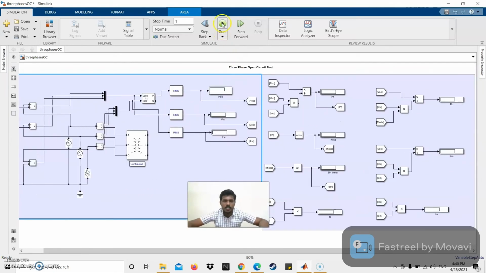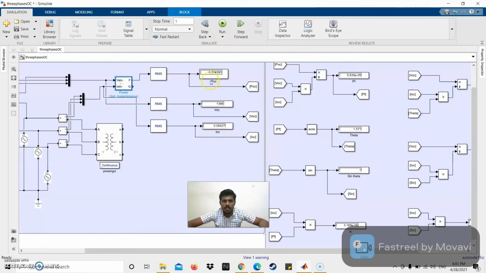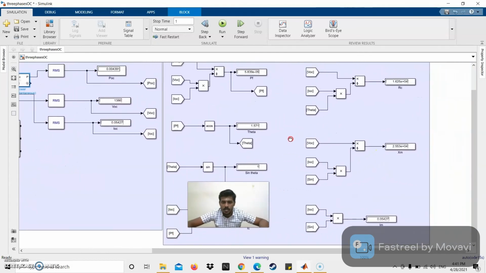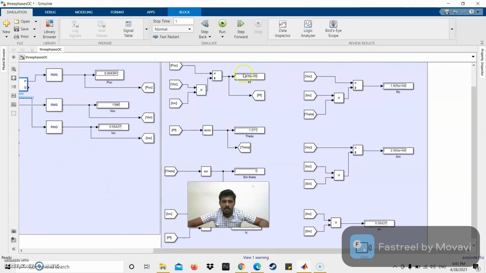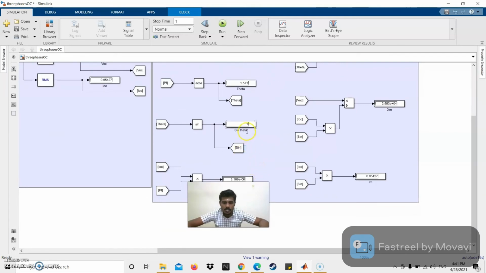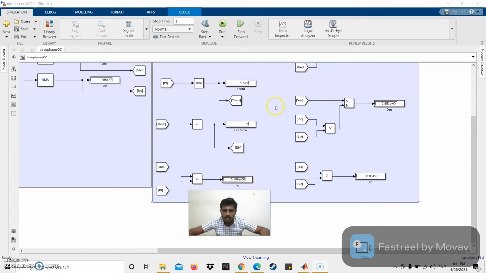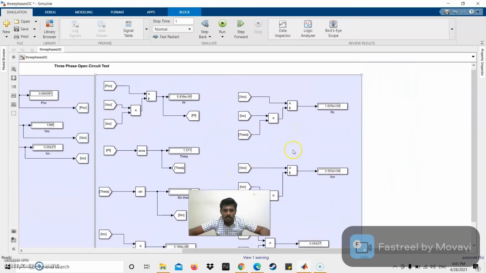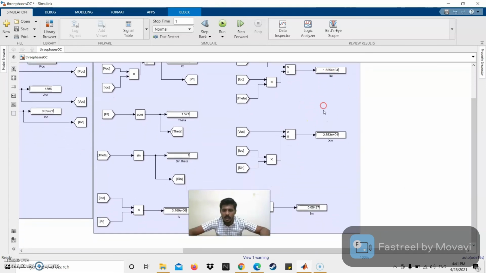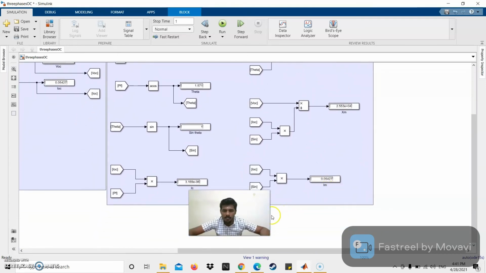So let's start the simulation. We get the power 0.00439, and then voltage 1386, the current 5427 milliampere. So here, first the power factor, we get this number, and then the sign is 1, and the IC value 3.16 microampere, and then RC, XM, and lastly IM.